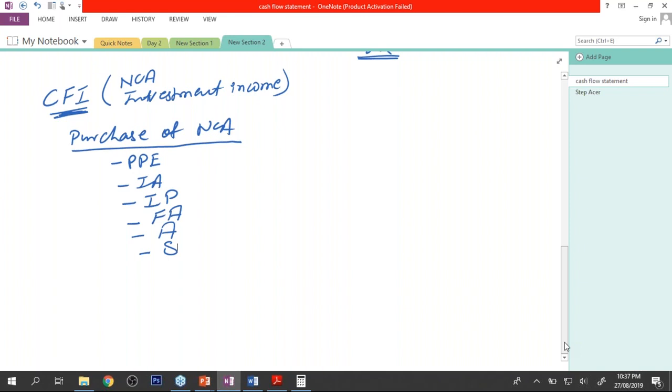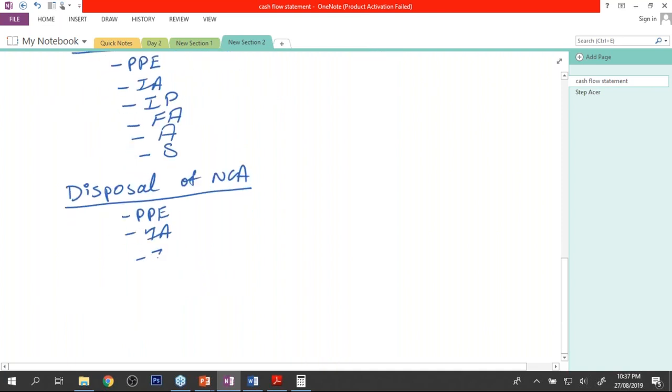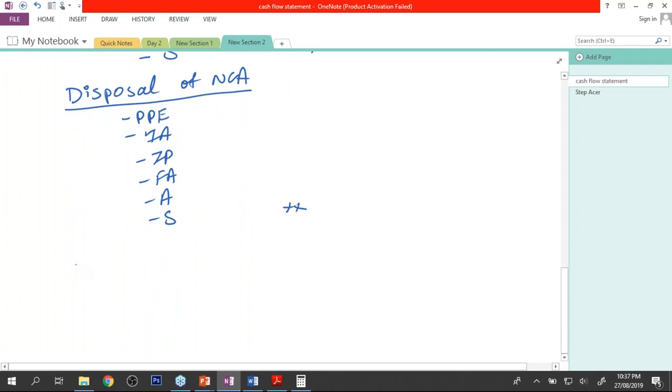So we have written the purchase of the non-current assets, and after that we are going to write the disposal, which means the sale of non-current assets. And again, the disposal means the disposal of PPE, the disposal of intangible asset, the disposal of investment property, the disposal of financial asset, the disposal of associate, the disposal of subsidiary. The purchases were all cash outflows and the disposals will be all cash inflows.